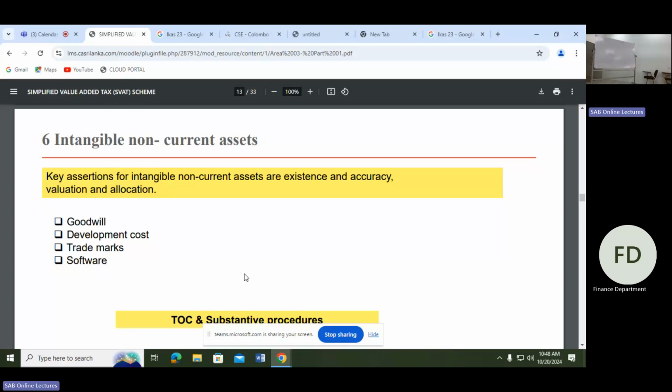The internally generated asset, a trademark, internally generated. Internally generated intangible asset.